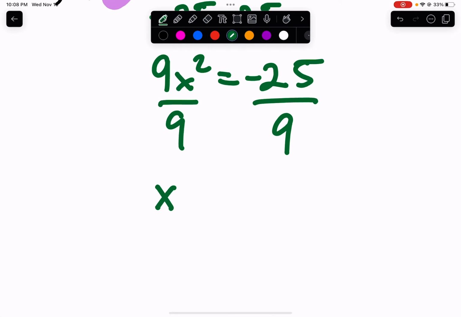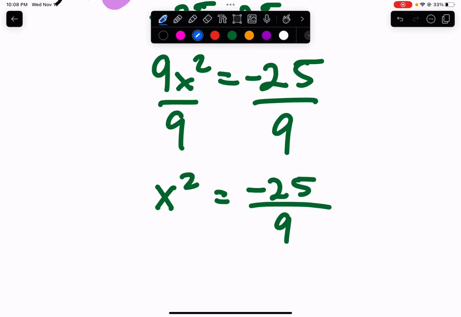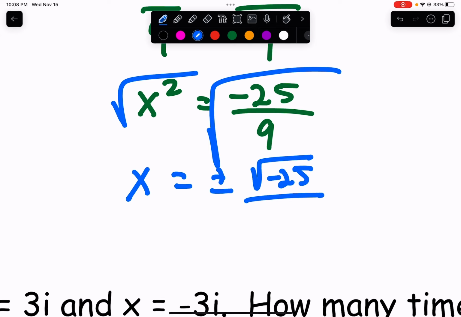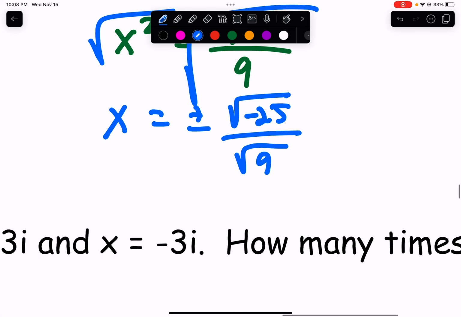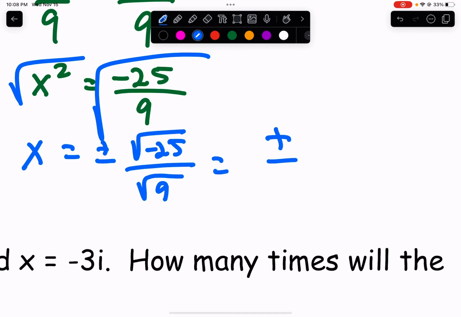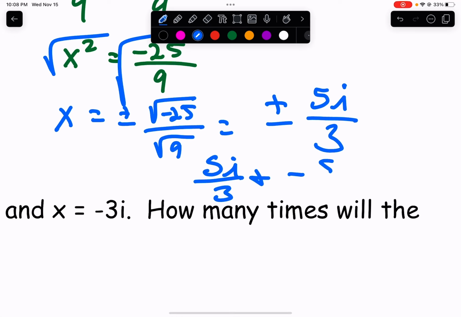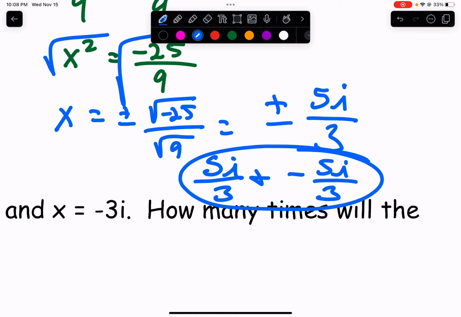Now, you could go ahead and see if you can simplify this, but I'll tell you this fraction's not going to simplify. So then we can go ahead, take the square root of both sides, and we get that x is plus minus the square root of negative 25 all over the square root of 9. Which is going to give us plus minus 5i over 3. So our solutions here are going to be 5i over 3 and negative 5i over 3.